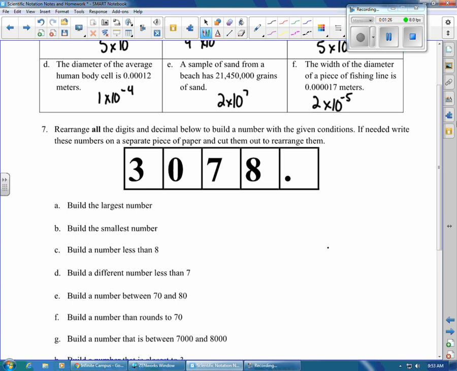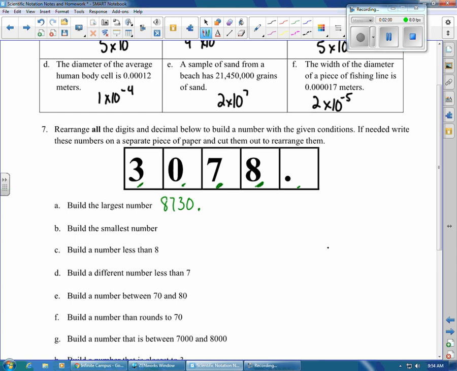So we have the digits 3, 0, 7, 8, and a decimal. And what they're asking us to do is manipulate the numbers or move them around to build the largest number possible. So of course we want to start with the largest number value. So we're going to start with an 8. The next largest is going to be the 7. The next largest is the 3. And the final one would be 0. So 8,730 is the absolute largest number that we can create using those digits.